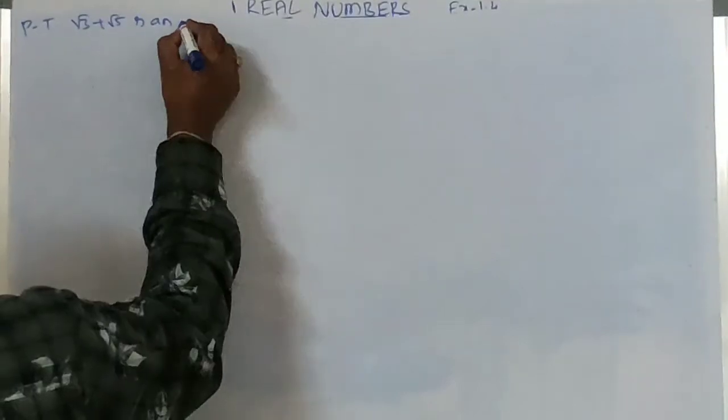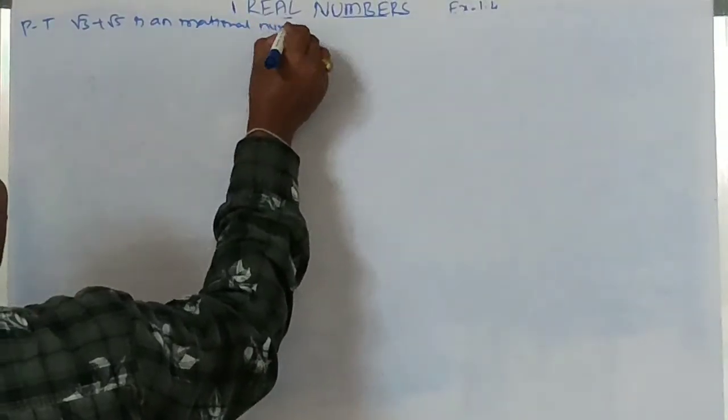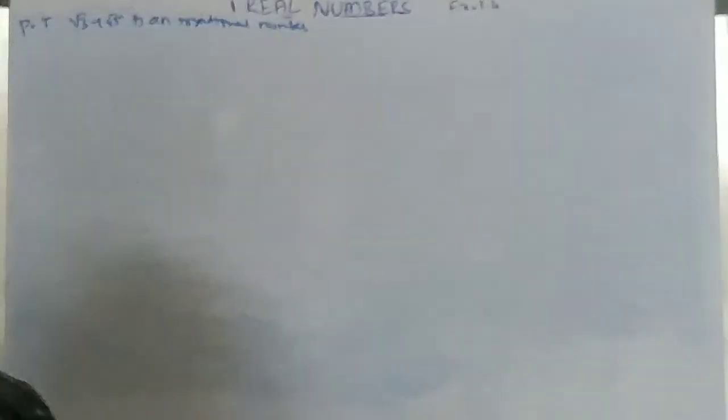Prove that root 3 plus root 5 is an irrational number. Okay, proof.